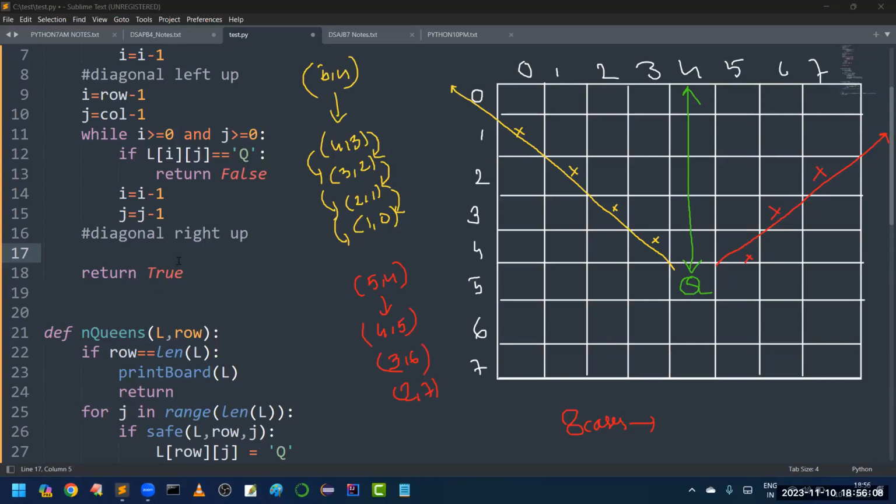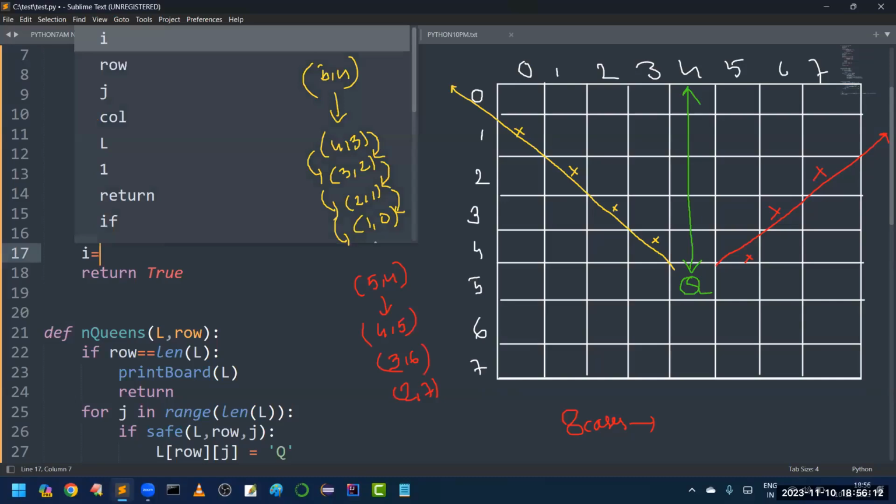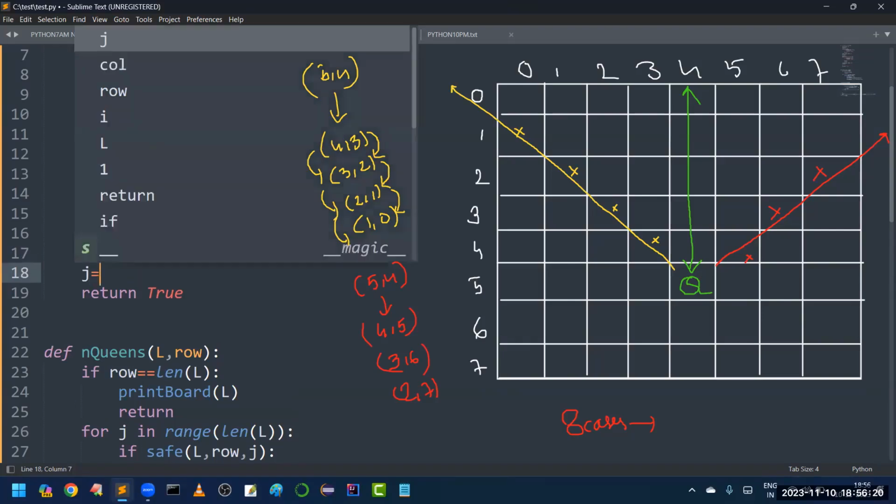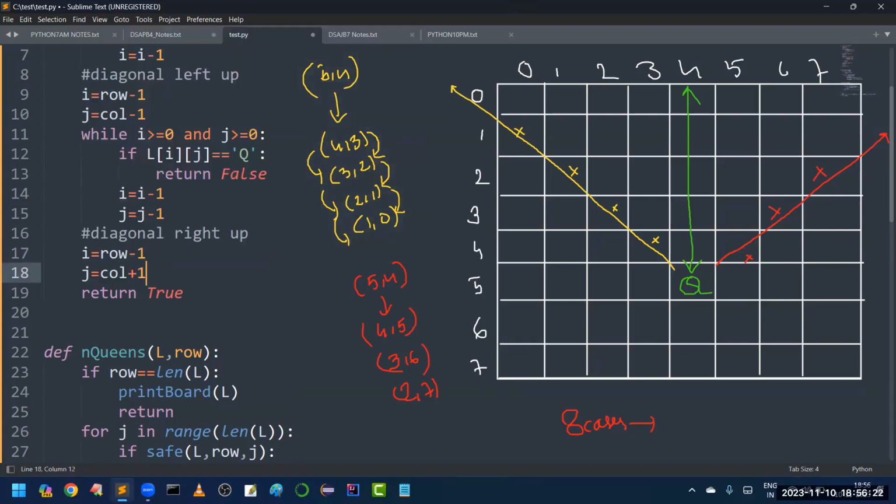And if you write the code, you can see, the value of i is equal to row minus 1, correct, right? And the j value is nothing but column plus 1. Why? Because you can see how we are getting these values.